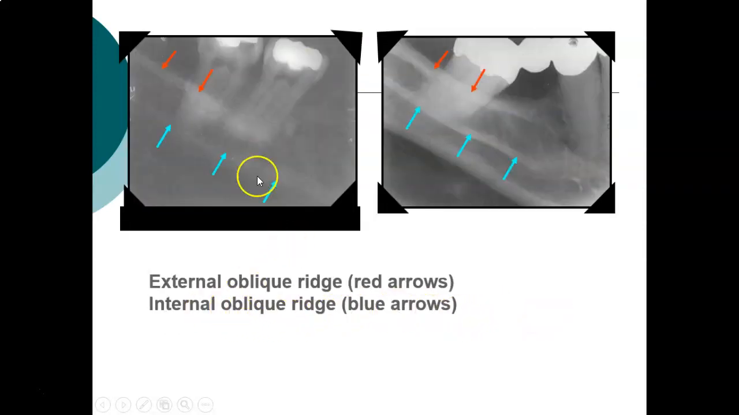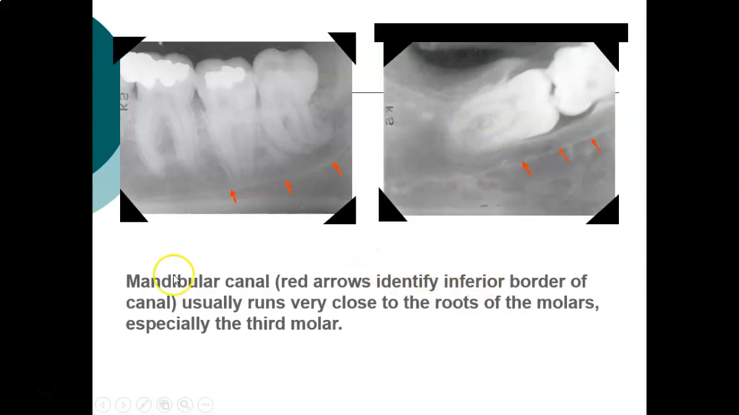Here's our external oblique and our internal oblique. Here's the mandibular canal running along the base of the molars. And it runs very close to the roots, so they have to check that when they're going to extract wisdom teeth, to make sure that the roots of the wisdom teeth are not wrapped around the nerve or coming into that mandibular canal.